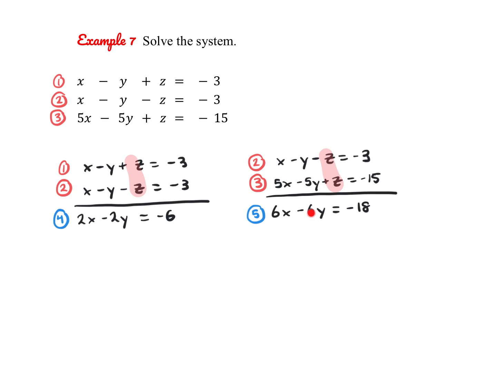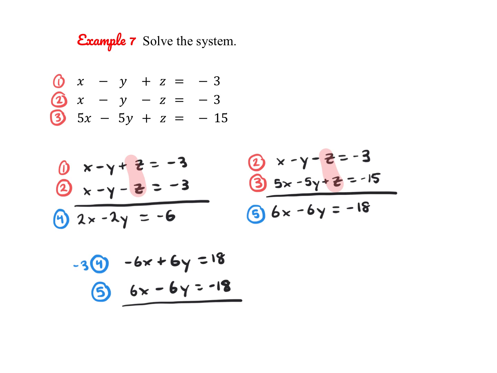So I look and I say, let's try to eliminate my x term. So I know I need to multiply this by -3. So we'll do -3 times equation 4. So that gives us -6x plus 6y equals +18. Equation 5 will stay the same. 6x minus 6y equals -18. Maybe you notice that the two equations are the same, they're just opposites. But either way, let's continue on.